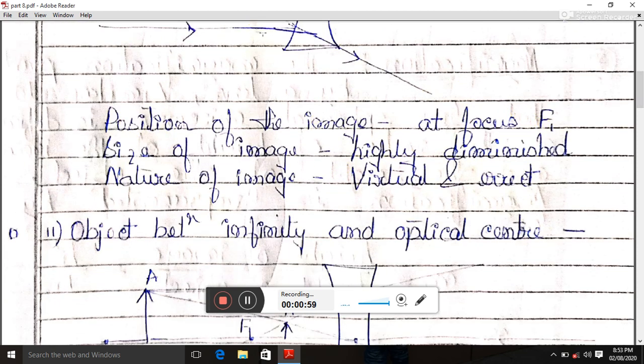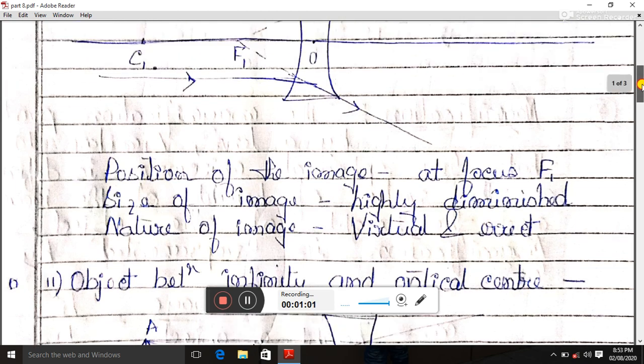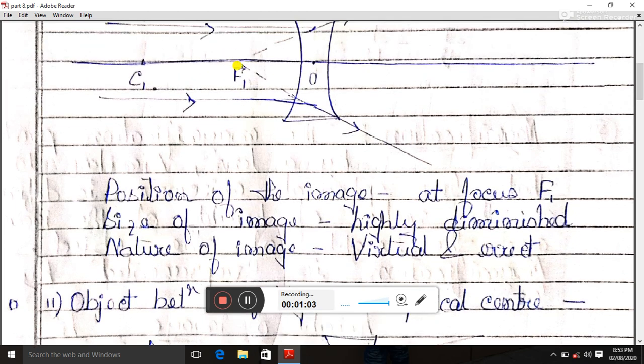The size of the image is very small, or I can say it is point-sized, highly diminished. The nature is what? It is virtual and erect.